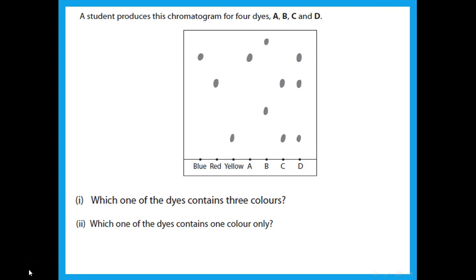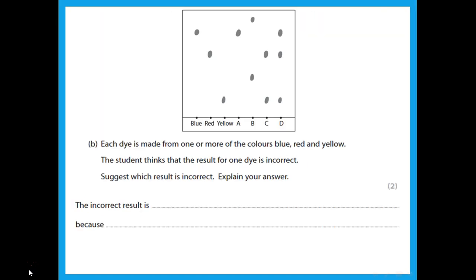So A gives 1 spot, B gives how many spots? 2. C gives 2 spots. D gives how many? 3. So it is D that has 3 colors. If it gives 3 spots, it has 3 colors. Which one of the dyes contains 1 color? That's the one that will give 1 spot. So the one that gave 1 spot is A.